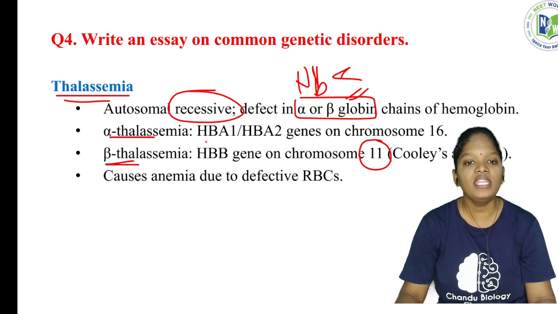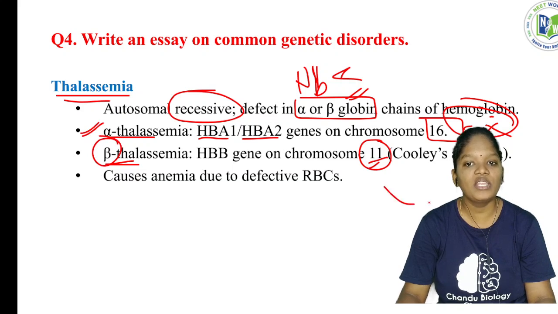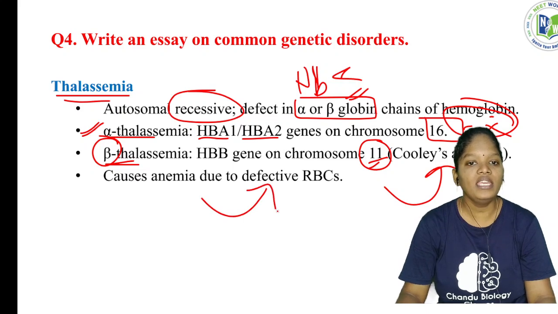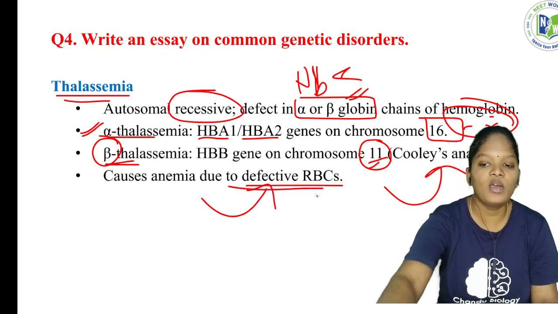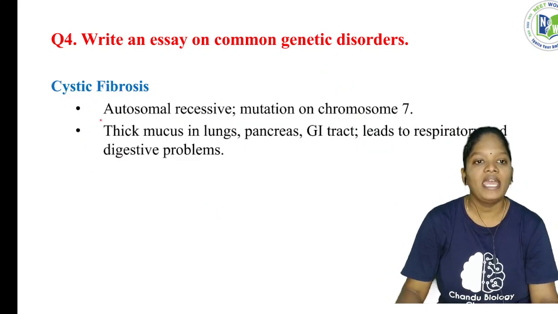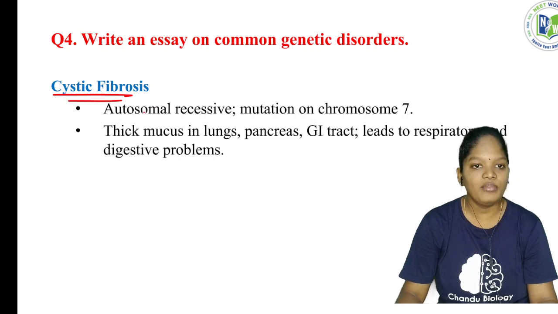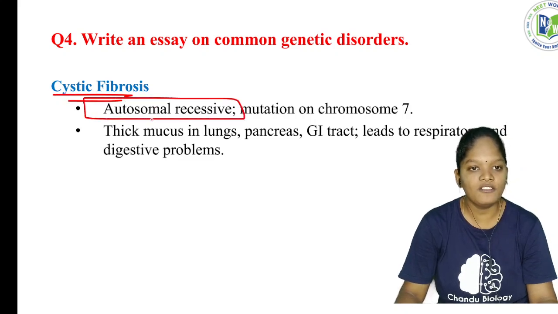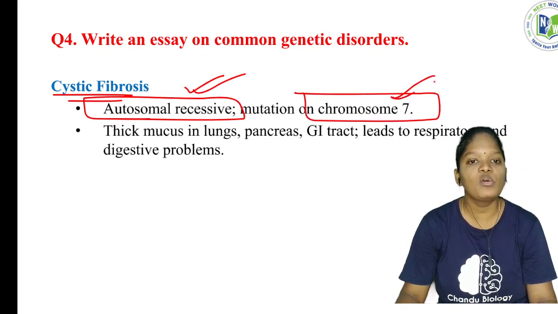So here the hemoglobin genes HbA1 and HbA2 are present in chromosome 16. So this is an important thing. If it is in chromosome 16, it is alpha thalassemia. If it is in chromosome 11, it will be beta thalassemia, and we can call it Cooley's anemia. It results in defective RBCs. The RBC will not be produced properly. And cystic fibrosis. Cystic fibrosis is autosomal recessive, and the mutation is in chromosome 7.